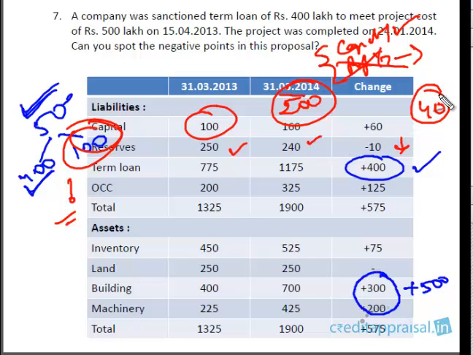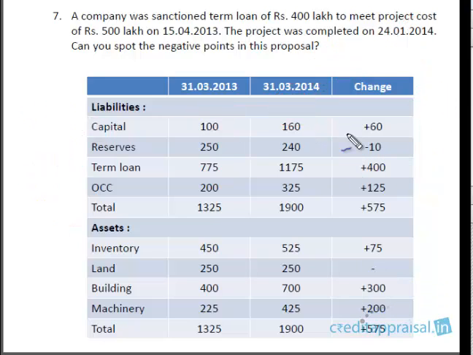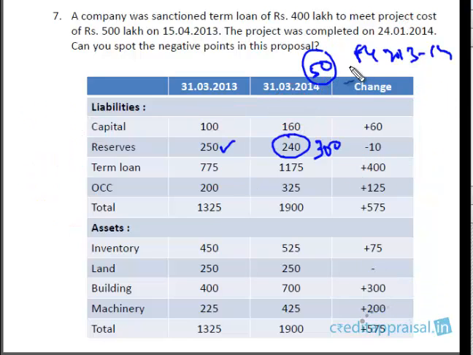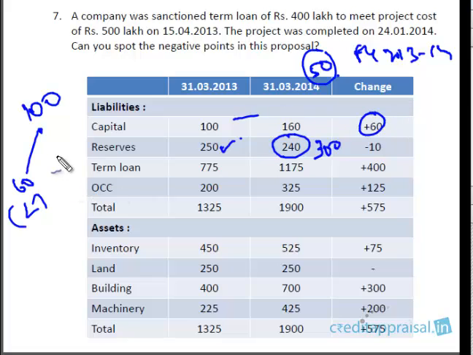So the promoters didn't bring their entire margin. The envisaged capital of 100 lakhs was not brought in. You see, if the company had made 50 lakhs profit, the reserves would have increased from 250 to 250 plus 50, 300. So there are some retained funds in the system. So even though the promoters could not bring in the entire margin of 100 lakhs in the form of capital, 60 lakhs was brought in as fresh capital. We can say the balance 40 lakhs was contributed from some retained earnings or something, or some unsecured loans.